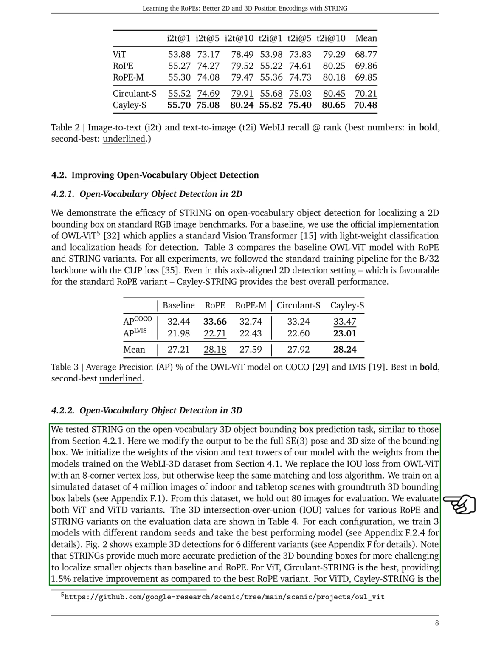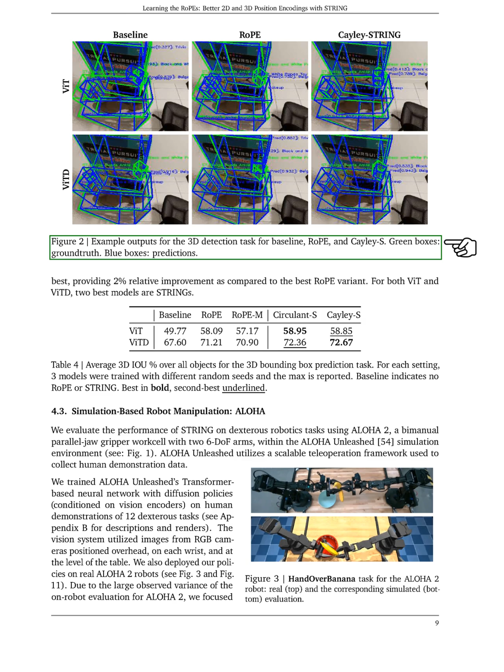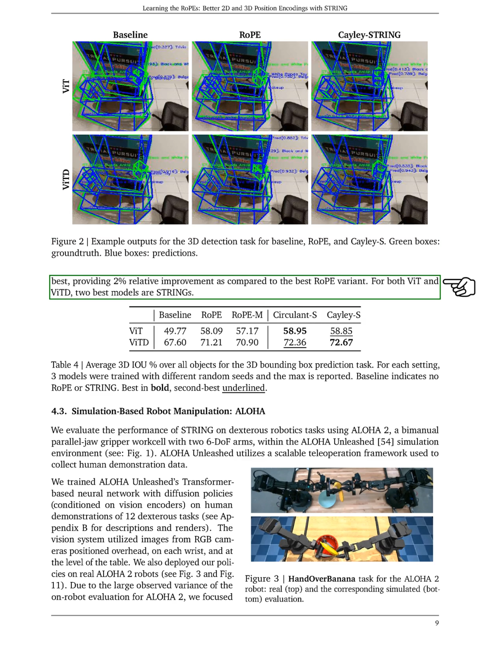We trained on a simulated dataset of 4 million images with ground truth 3D bounding box labels, holding out 80 images for evaluation. The 3D intersection over union values for various models are presented in a table. STRING provided significantly more accurate predictions for smaller, harder to localize objects compared to the baseline and RoPE. For ViT, circulant STRING was the best, showing a 1.5% improvement over the best RoPE variant, while for ViTD, Cayley STRING led with a 2% improvement.